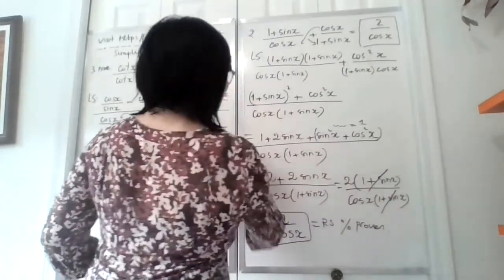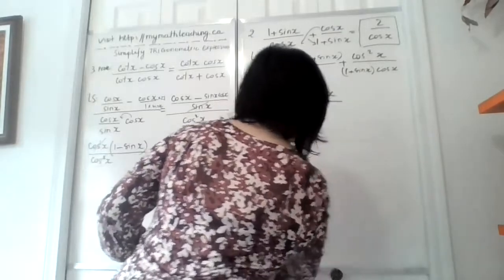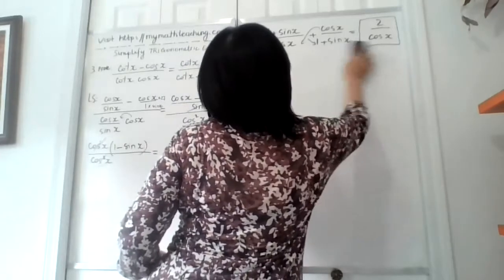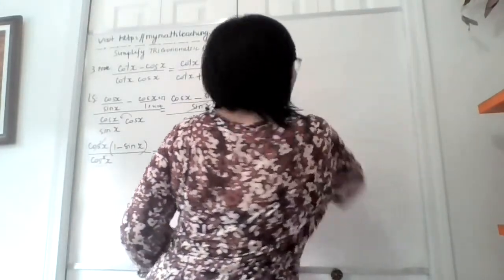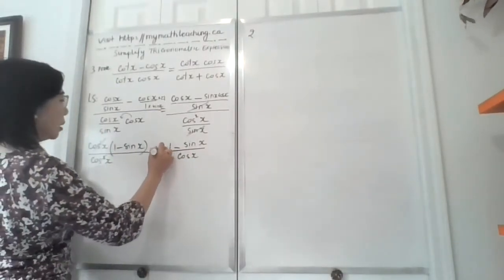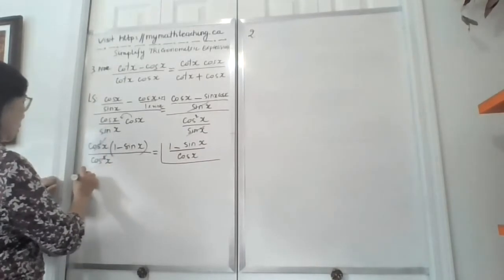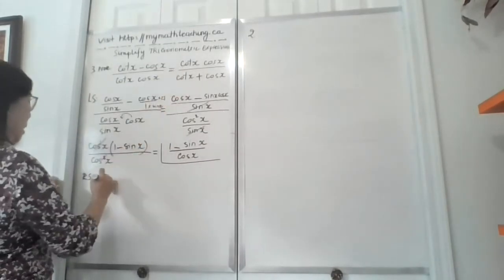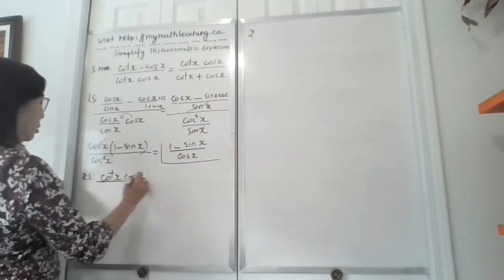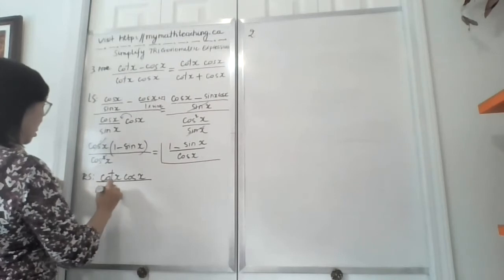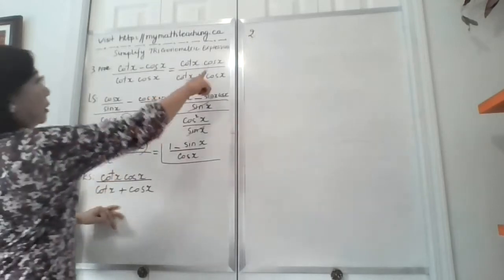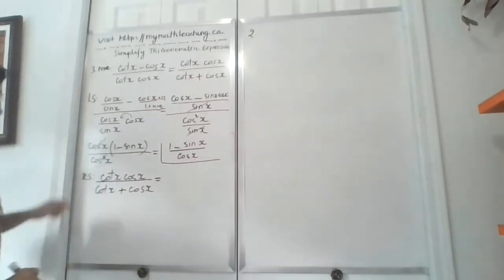And I might have to erase here. So let me leave this for now. I'm going to work on the right side now. The right side, I have cot x cos x over cot x plus cos x. So I copy the right side. Now I'm going to work on simplifying it, right?